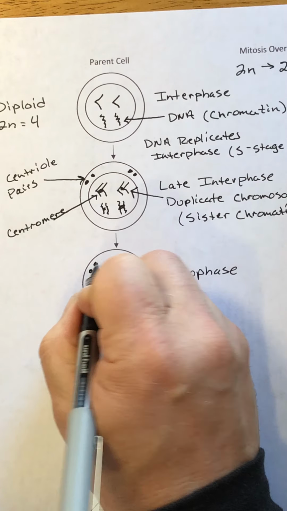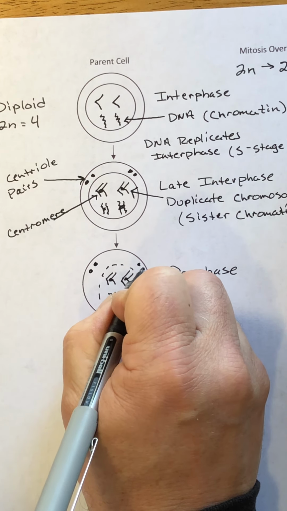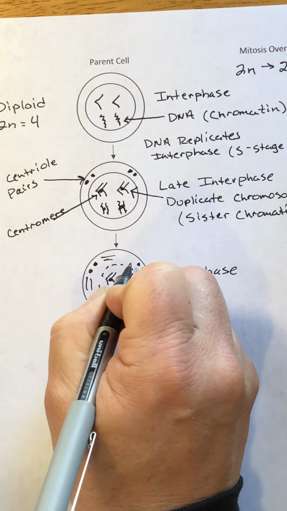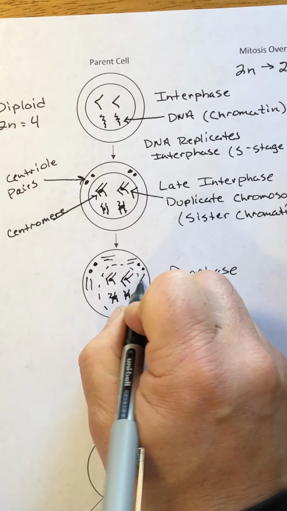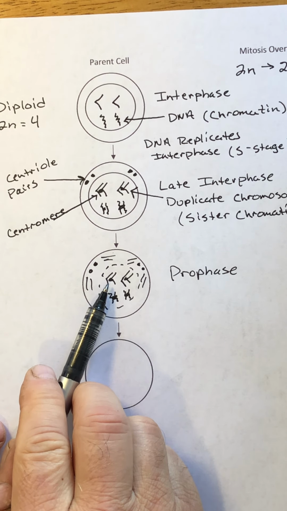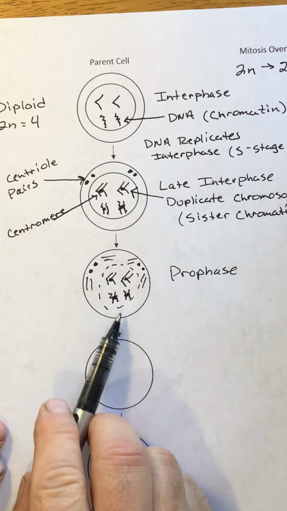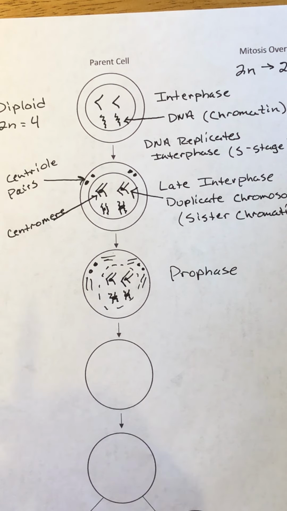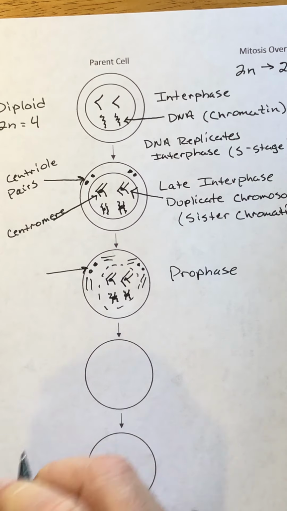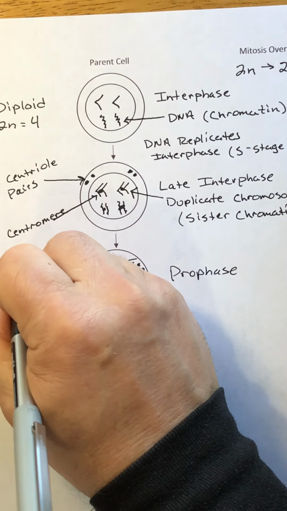The centriole pairs will start to move towards opposite poles now, and you'll see the formation of these spindle fibers, which are these protein strands that will eventually attach to the centromeres and force those duplicate chromosomes through the middle, the equator of the cell. So these are our centriole pairs with the associated spindle fibers.